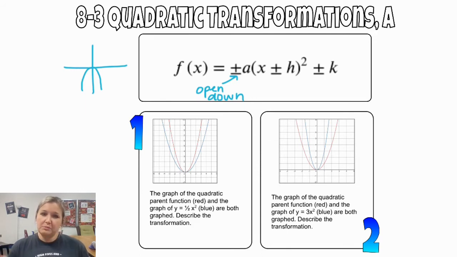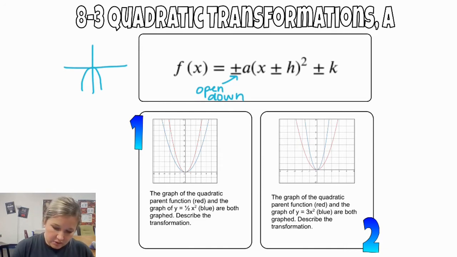But again, if the A is positive, it's going to stay open up, no change, because remember, we're looking at the quadratic parent function. That's our basis. That's what we're going to base everything off of. And then A is going to do a couple of things. It can either make the parabola wider or it can make it more narrow. So if A is between 0 and 1, now I'm not just going to say less than 1 because that would include those negative numbers. And remember, the negative makes it open down.